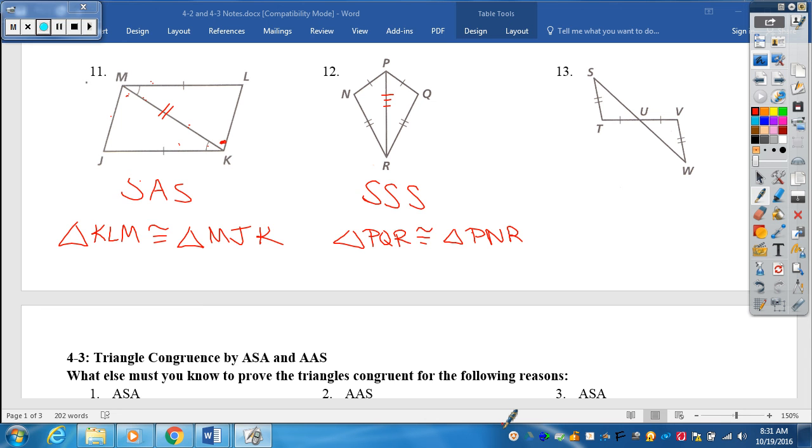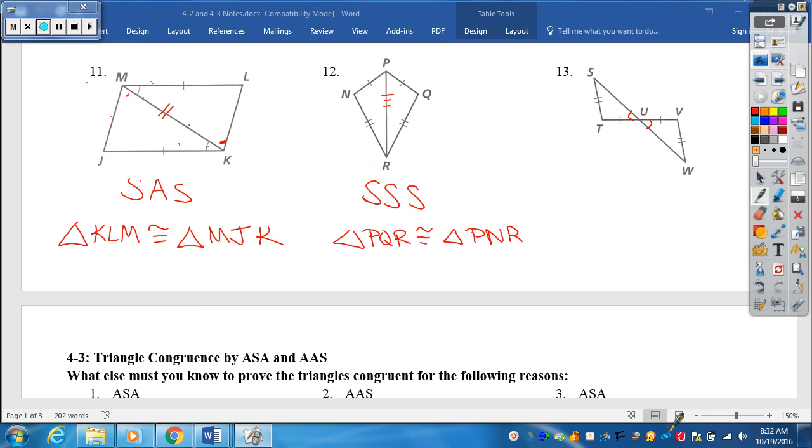Number 13, I know I stressed this in our last class, but I want to make sure that you continue to hear this. Whenever you have a pair of vertical angles, mark those guys congruent before you do anything else. Now, from there, is there enough information to prove the triangles congruent?